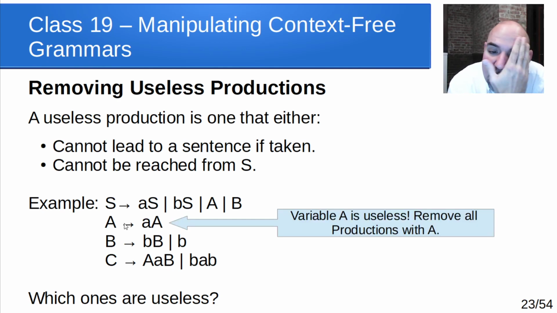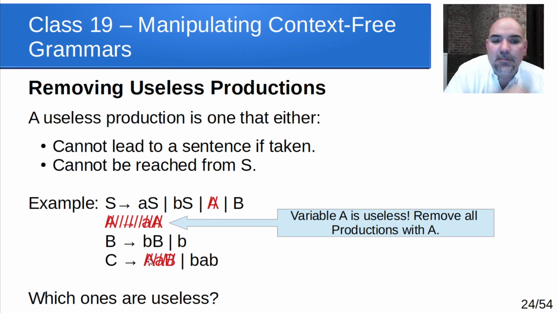So that means if that's useless, we need to remove any production that has A anywhere in it. Because if I take that path, I'm doomed to repeating over and over and over again and never getting to a string of only terminals. So that means I could get rid of this one, and this whole thing here, and this one down here with C. So we could get rid of all of those. Now, are there any other useless ones looking at this now?